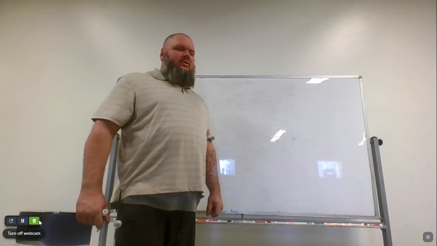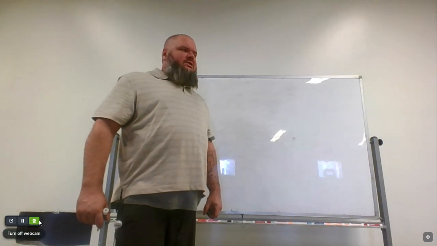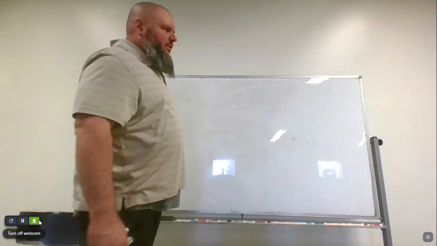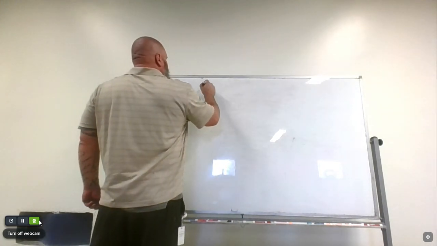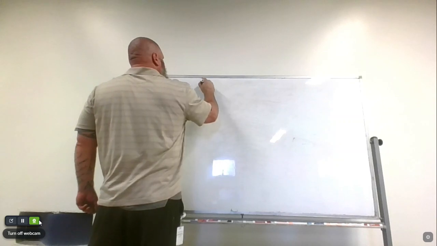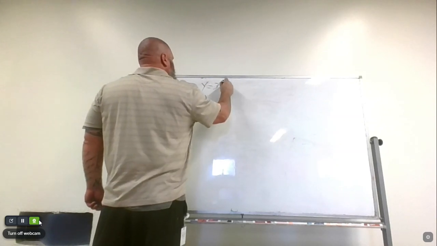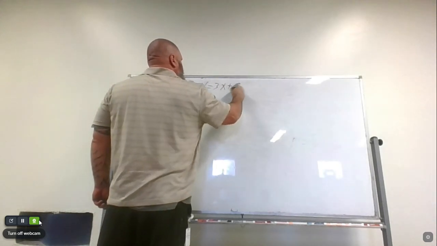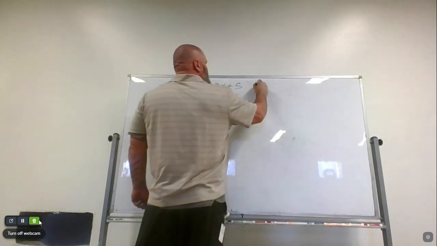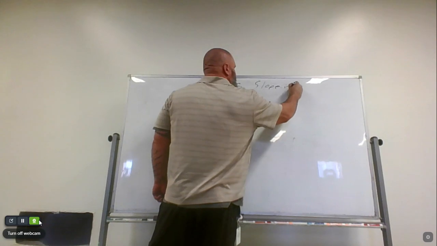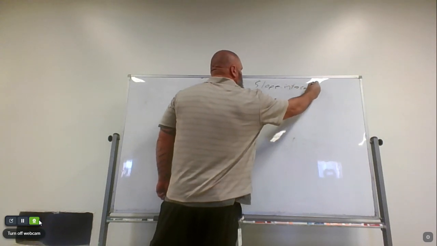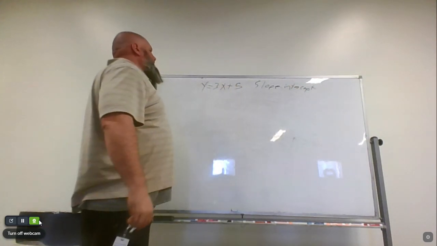Right, now we're going to look at an equation in slope-intercept form. You may see something like y equals 3x plus 5. Well, this is written in slope-intercept form. This is a very standard form.